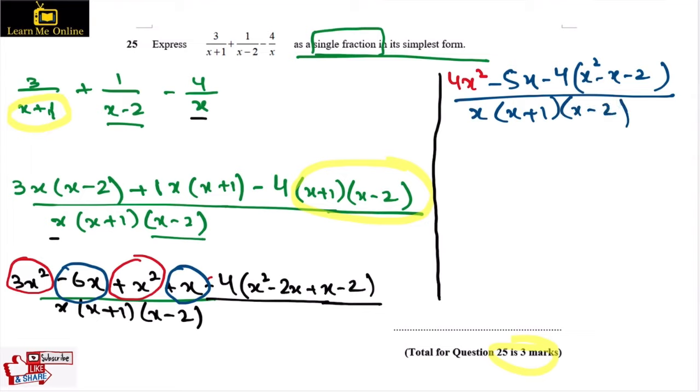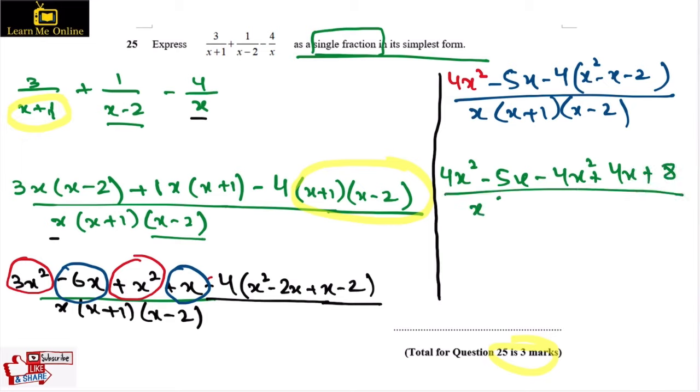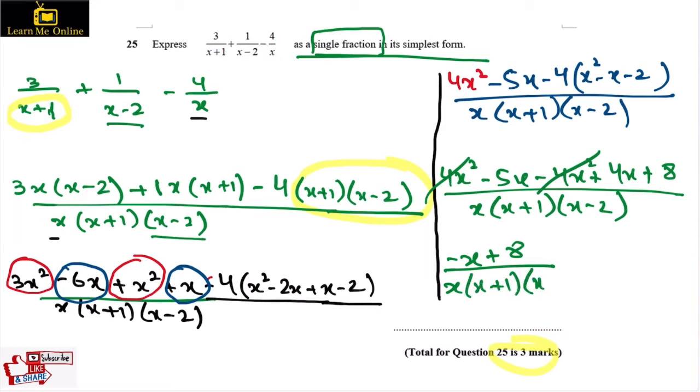We're going to open up the numerator now and simplify it after. So 4x squared minus 5x minus 4x squared, then plus 4x and then 8. The denominator is x, x plus 1 and x minus 2. You simplify them together. Then minus 5x plus 4x is just minus x, and there's a plus 8 here. The denominator stays the same, which is x, x plus 1 and x minus 2. So here we have got this in the simplified form. We can't do any more simplification of it. So we have got the fractions written in the simplified form as a single fraction.